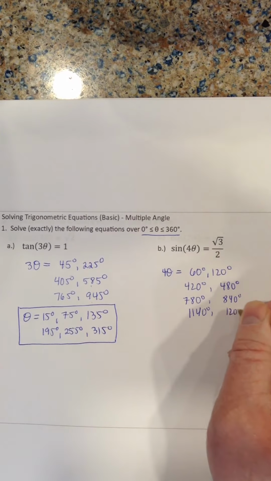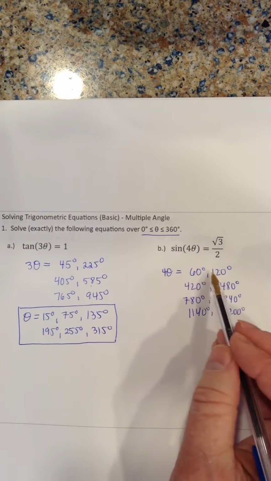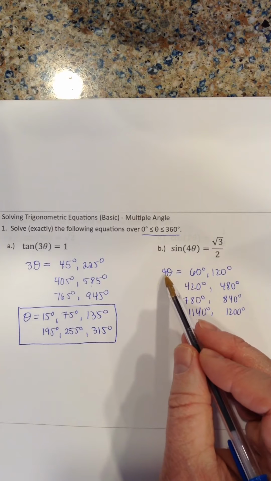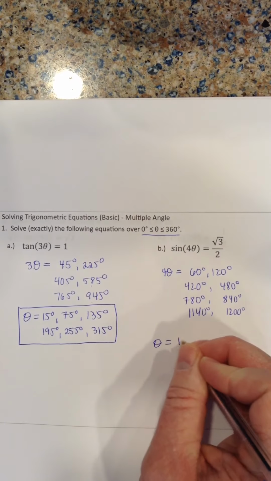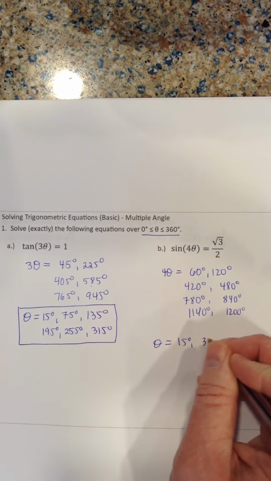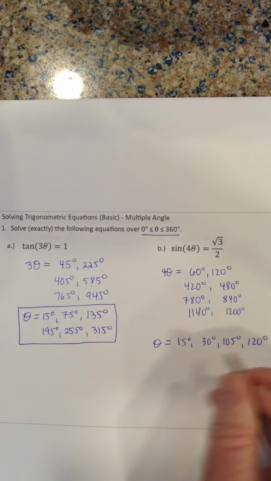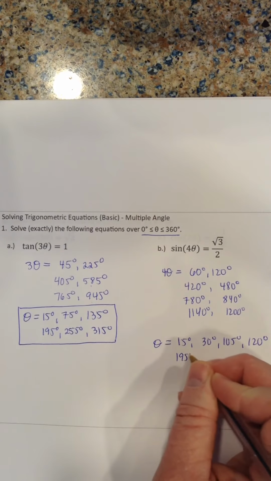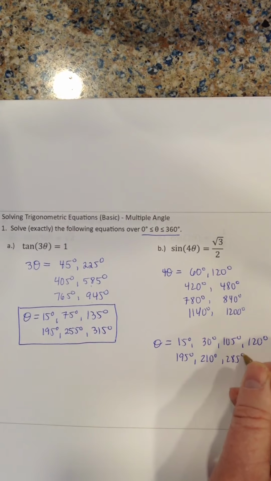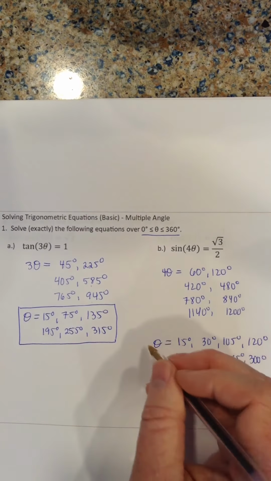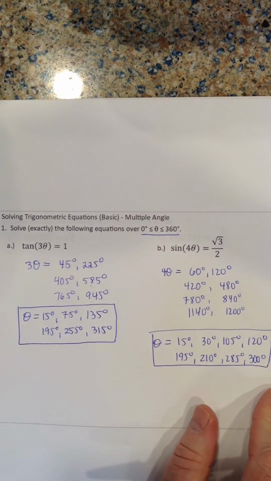840, and 1200. And again, I had 2 initial angles, 60 and 120, and I know I have to multiply by 4 to get 8 angles. So I'm going to divide each of those by 4. I get 15 degrees, 30 degrees, 105 degrees, 120 degrees, 195 degrees, 210 degrees, 285 degrees, and 300 degrees. Now notice that all those values are between 0 and 360.